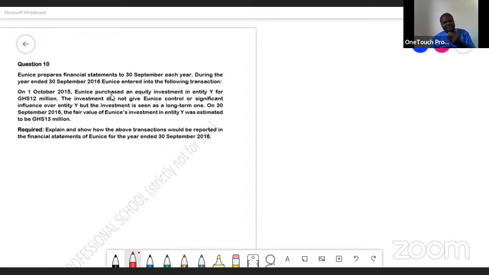But we must again state that since it is held in the long term and not part of a portfolio of assets held for trading, then it can also be measured at fair value through OCI. So both of them are correct. You have to explain it well. On 30 September 2016, the fair value of Eunice's investment in entity Y was estimated to be 30 million. Explain and show how the above should be recognized. So, explanation very, very important.